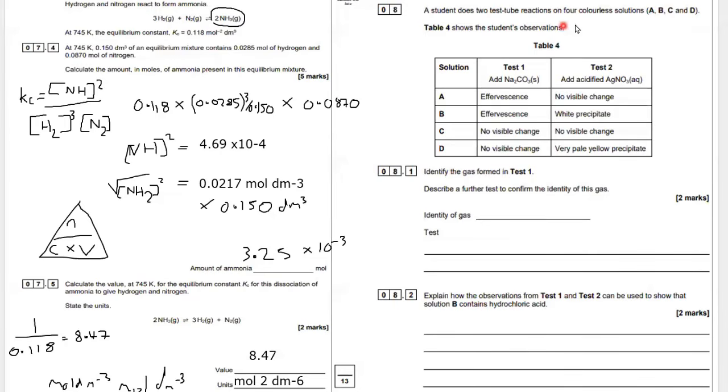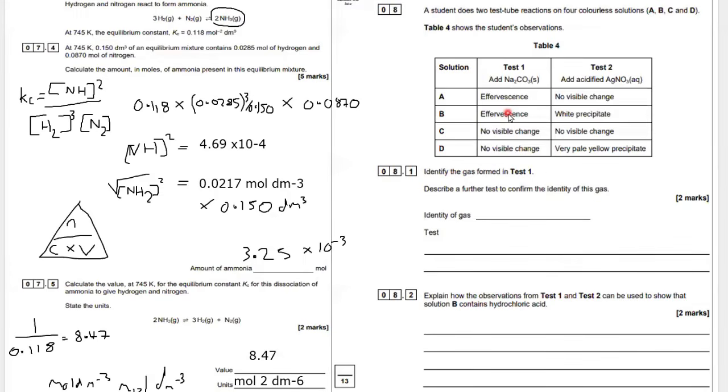Question 8. A student does 2 test tube reactions on 4 colorless solutions, A, B, C, and D. Table 4 shows the student's observations. So they've done 1 test on 4 different solutions and a second test on the 4 different solutions. Identify the gas formed in test 1. Describe a further test to confirm the identity of this gas.